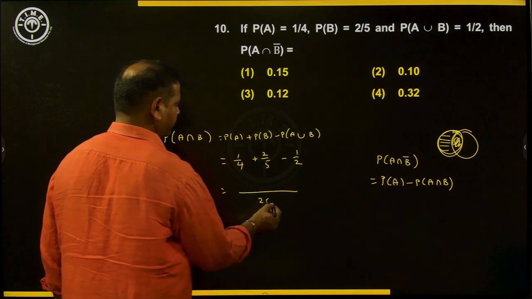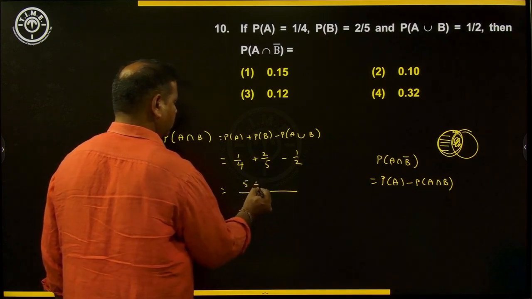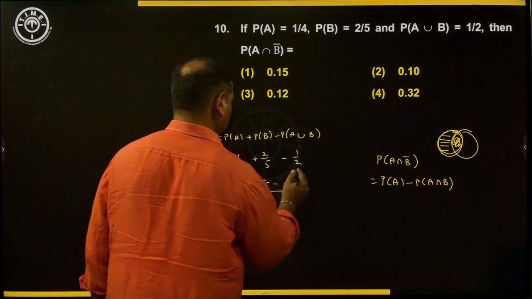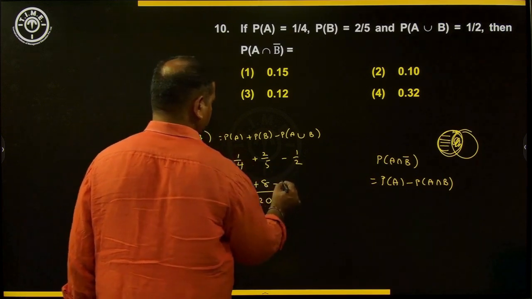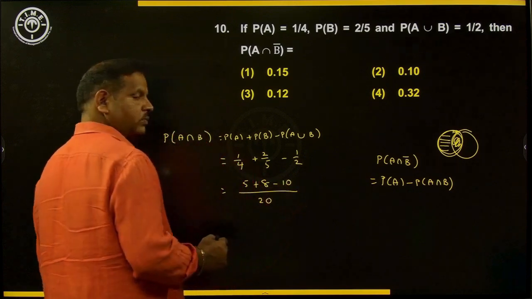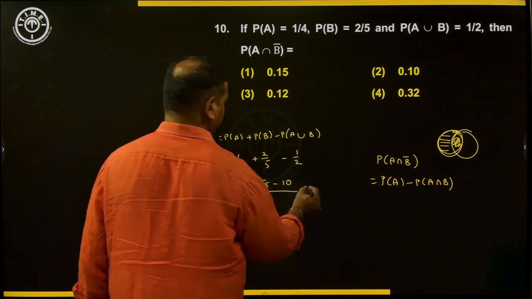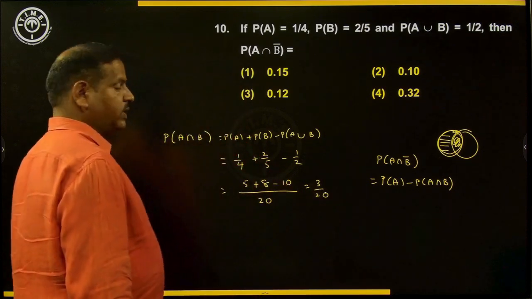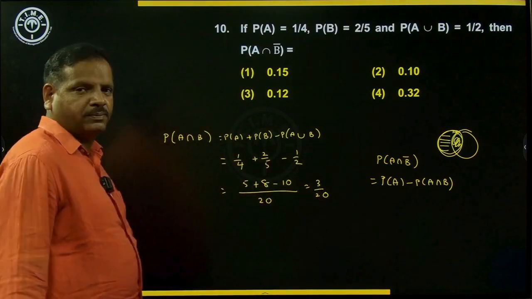What is the LCM of this? 20. 4 fives are 20, 5 fours are 20, and 4 twos are 8. Minus this is 10. 8 plus 5 is 13, minus 10. 3 by 20. Yes or no? This is P of A intersection B.